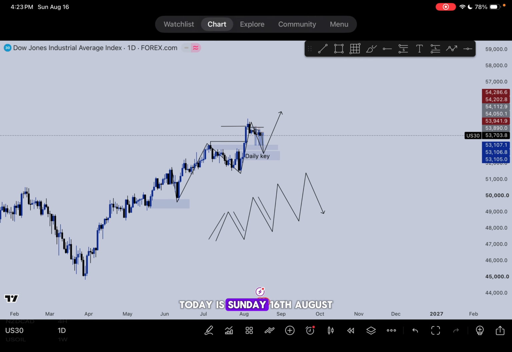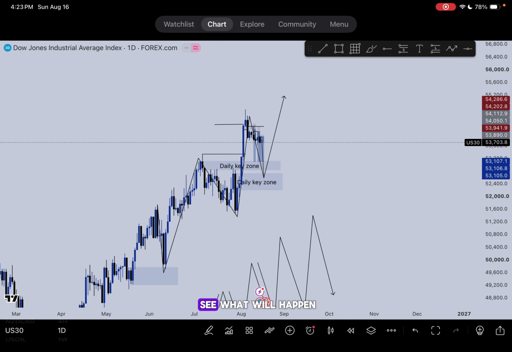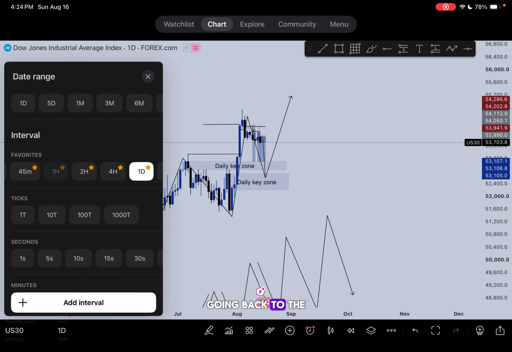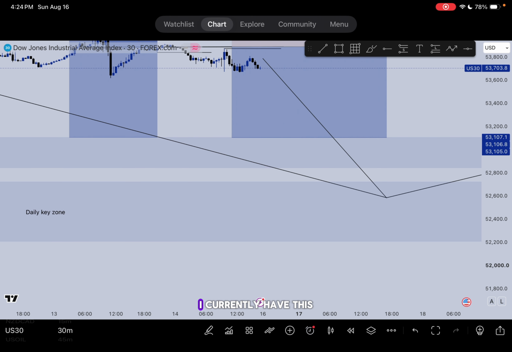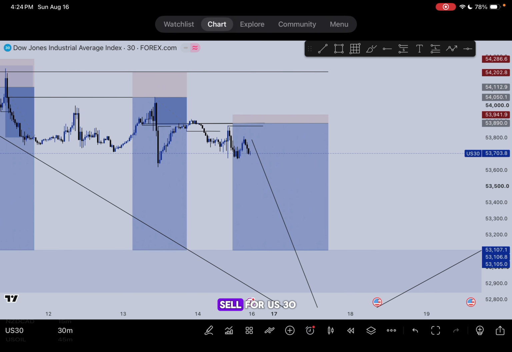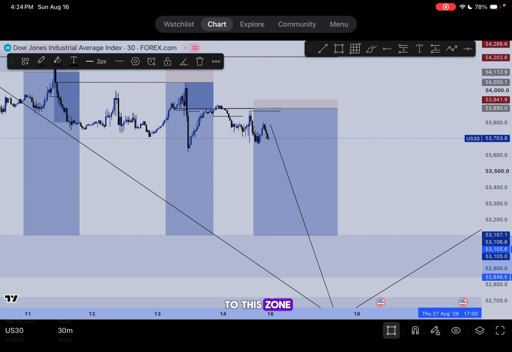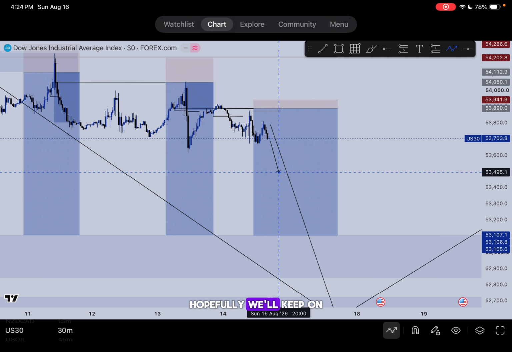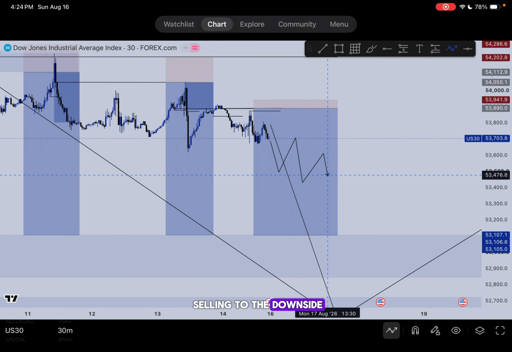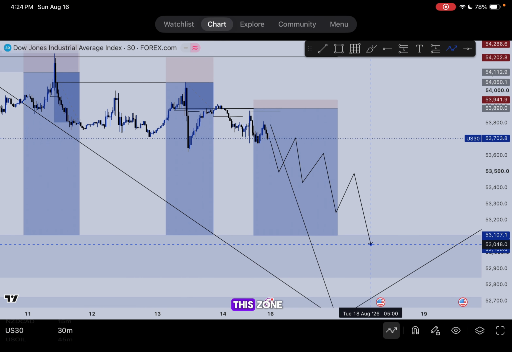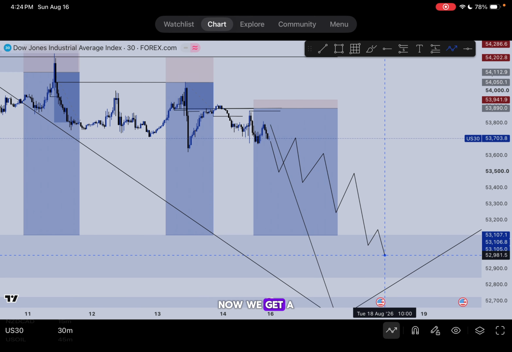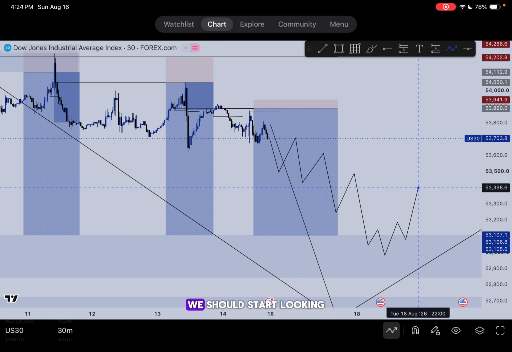Today is Sunday, 16th August. So once the market opens, I'll wait to see what will happen. Going back to the 30 minutes, I currently have this sell for US30. I'm still trying to sell the market down to this zone. So for now, I'll just keep looking for sell patterns. Hopefully we'll keep on selling to the downside till we get to this zone. Then if we get to that zone and we get a clear reversal pattern, we should start looking for buy.